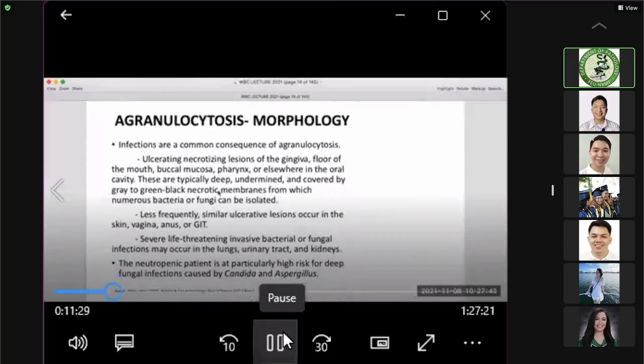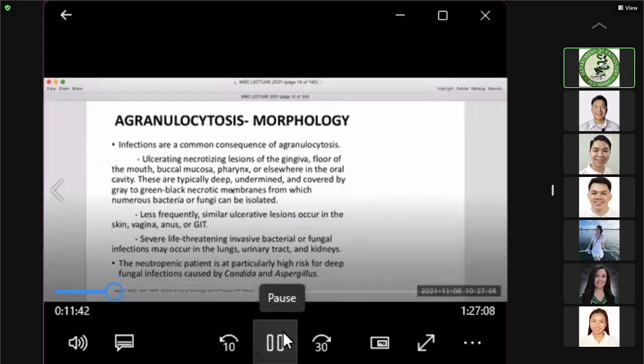Morphology-wise, infections are a common consequence of agranulocytosis. So what do we observe? It depends. We have here ulcerating necrotizing lesions of the gingiva, wherever it is. Typically deep, undermined, and covered by a gray to green-black necrotic membrane, from which you'll be able to demonstrate the presence of numerous bacteria or fungi.